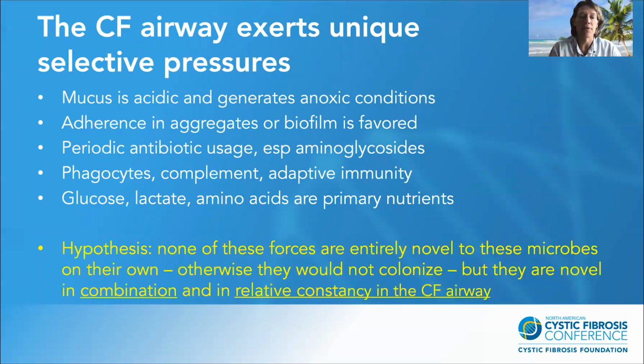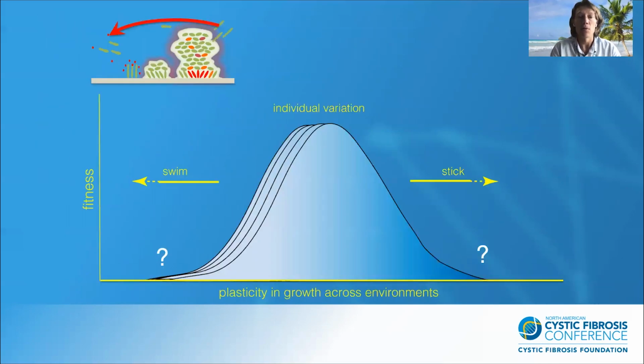And so I want to offer the hypothesis that none of these forces are entirely novel to these microbes on their own, and otherwise they would not colonize, but they are novel in their combination in the CF airway and in their relative constancy. So these conditions may be seen periodically in the natural environment, but they're seen relatively constantly in the CF airway. So these microbes are diverse. Each strain differs considerably in its ability to grow on a variety of substrates. And let's just consider that we have a great deal of variation across environments within these species, and some strains are more fit than others.